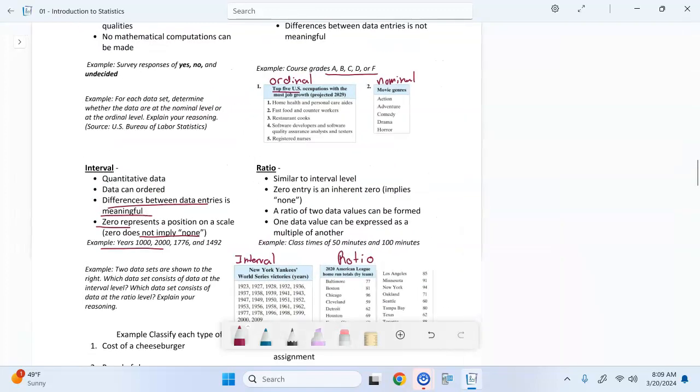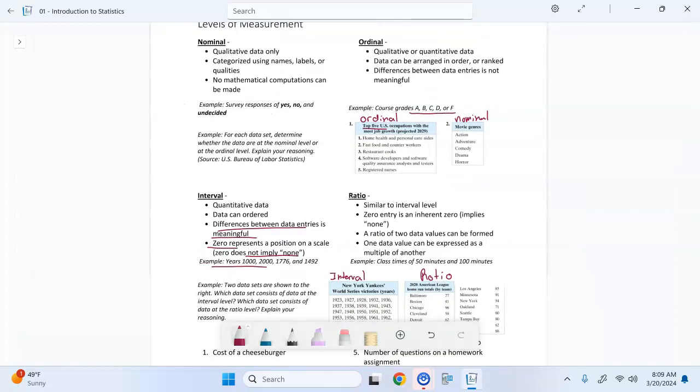So as we're going up these lists, it's basically becoming we can do more and more math with them. The more math we can do with the values, the further down the list we're going, from nominal to ordinal to interval to ratio. Notice how each one is kind of building on the previous. Nominal all the way at the top. Ordinal, now we can arrange it in order. Interval, now we can order it and there's a meaningful difference between the values. Ratio, now we can order it, there's a meaningful difference, and 0 means there's nothing. So we're building on nominal to ordinal to interval to ratio.